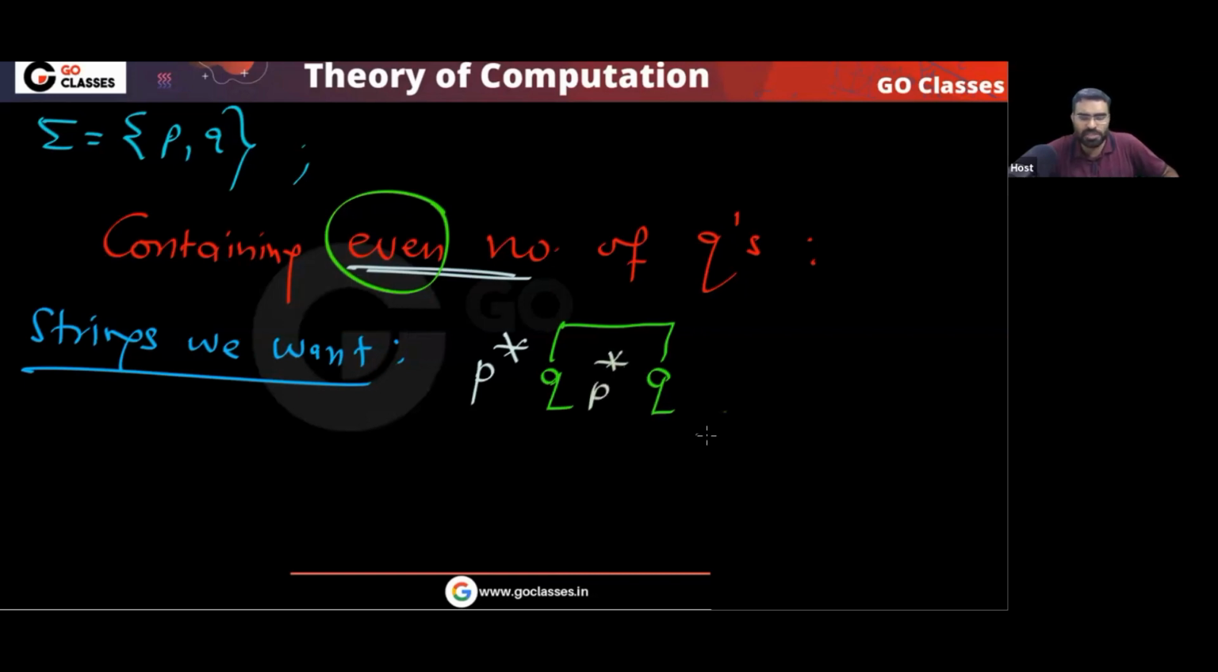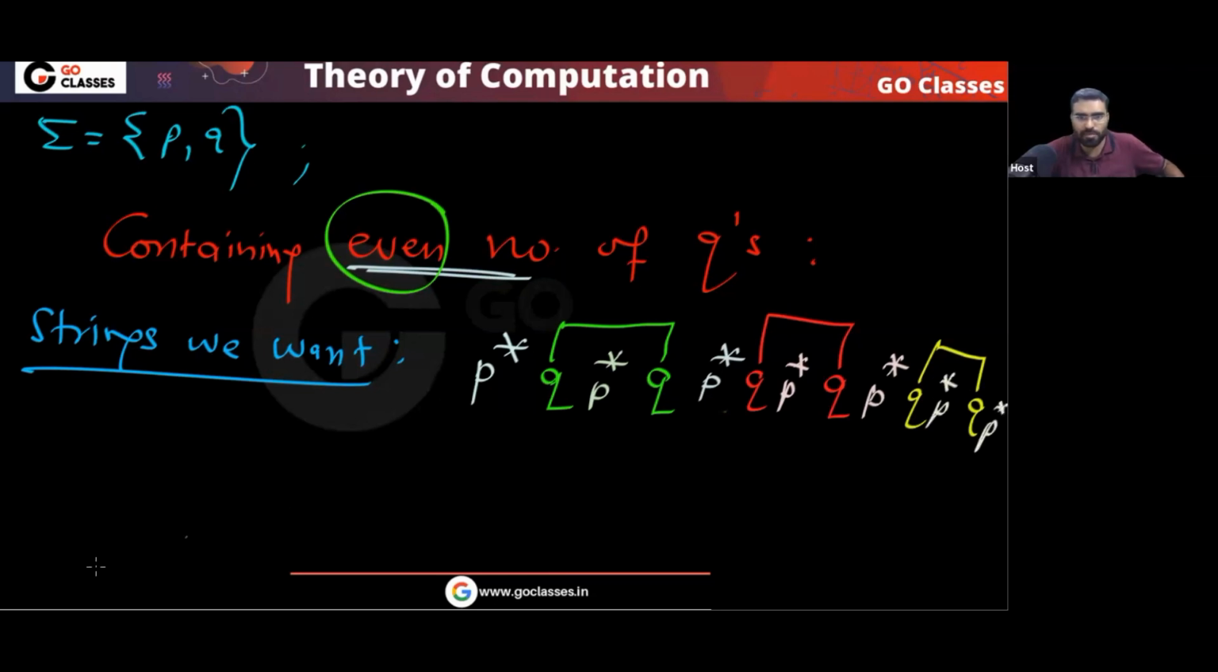In between, any number of p's can come. Then again, if q comes, again any number of p can come. Now, if q is coming, will it come in pair? Will it come as a couple? Yes, they will come as a couple. In between, any number of p can come. Here also any number of p can come. If another q comes, then that will come as a couple. So this type of strings we want.